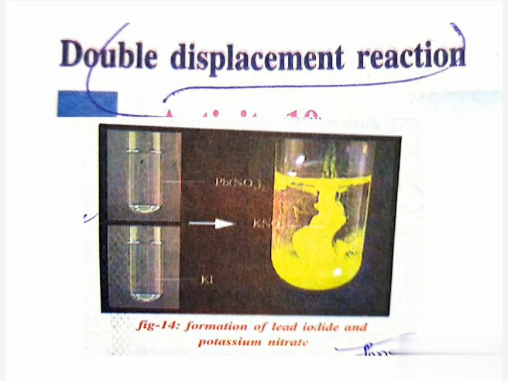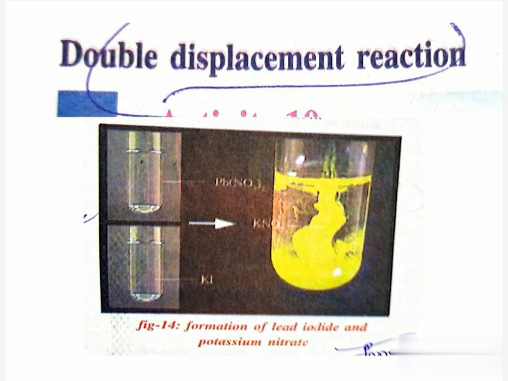Observe the equation in your textbook. Lead nitrate and potassium iodide are the reactants, and lead iodide and potassium nitrate are the products. Are both reactants exchanging their constituents? Yes, exchanged. In the place of lead nitrate, lead iodide came. In the place of potassium iodide, potassium nitrate came. So both reactants are exchanging their constituents.